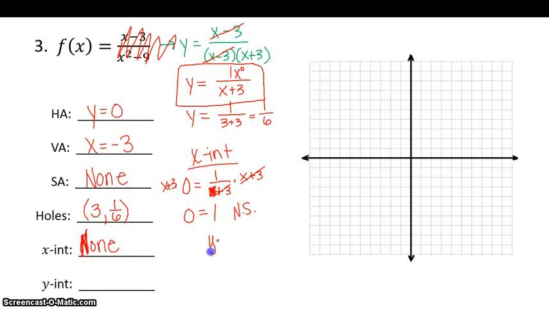Then to get your y-intercept, you should have plugged in 0 for x, so that's 1 over 0 plus 3, so then that equals 1/3. So then that is your y-intercept. So those are the answers you should have gotten for that problem.